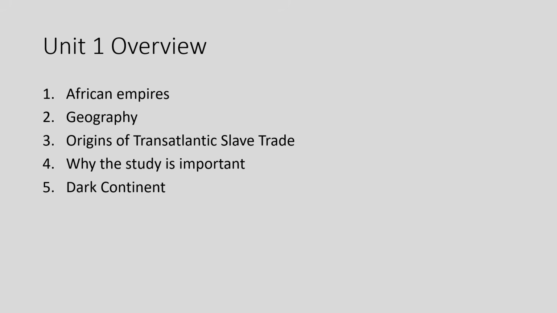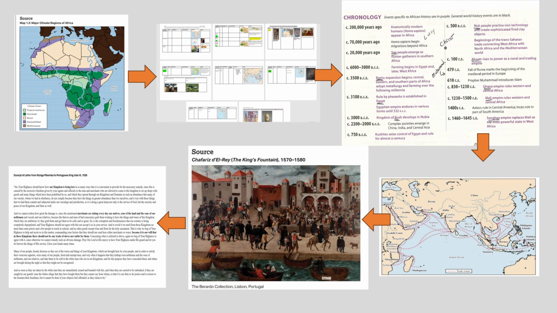For Unit 1, primarily this is about geography, ancient African empires, and eventually the events leading up to the transatlantic slave trade, as well as the European view of Africa as the dark continent. Here we have some of the required images from the AP framework. This image right here is about Africa geography and how climate zones are going to determine where those empires emerge.